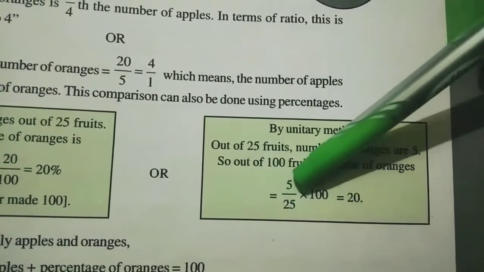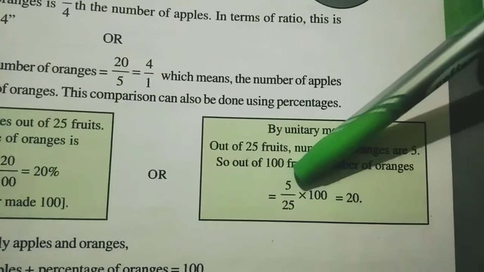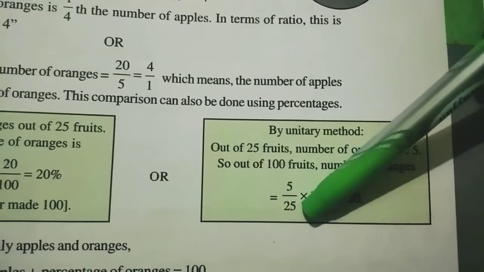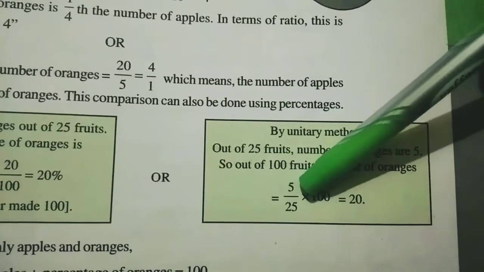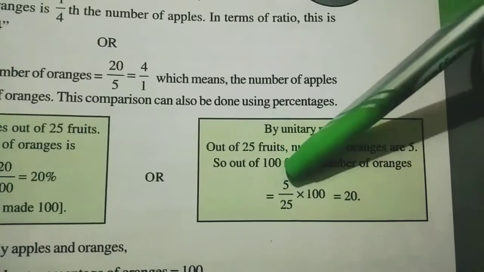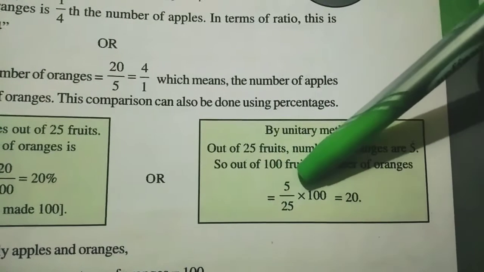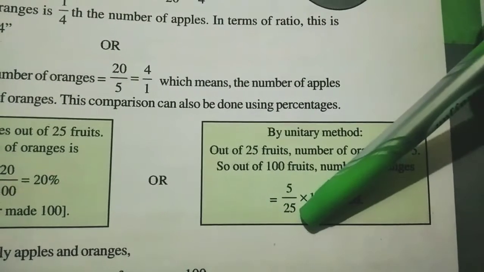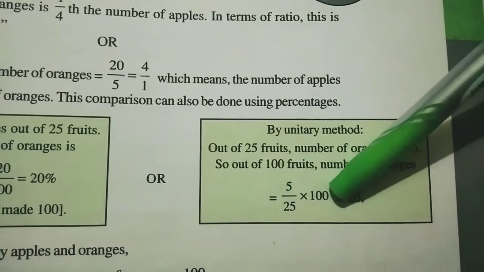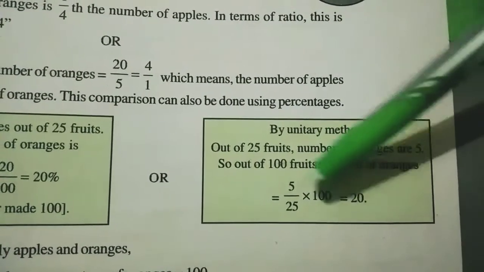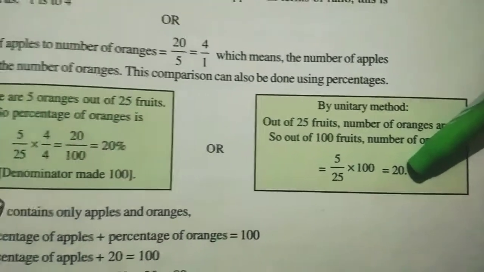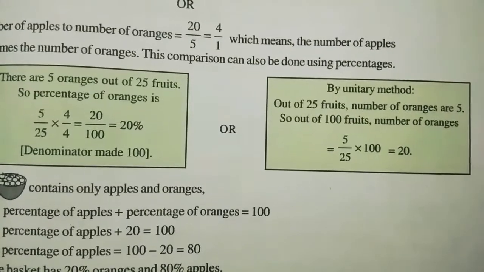Why 25? To take out the percentage of anything, in the denominator you have to write the total quantity, always the total number. 5 is the number of oranges, because you are taking out the percentage of oranges. That's why you write the number of oranges in the numerator and divide by the total number of fruits, into 100. You always multiply by 100 to convert to percentage. So 5 divided by 25 into 100 comes to 20. So 20%. Understood?